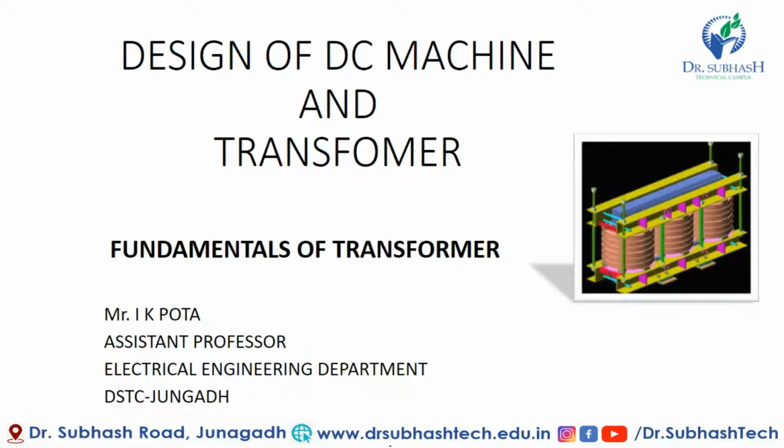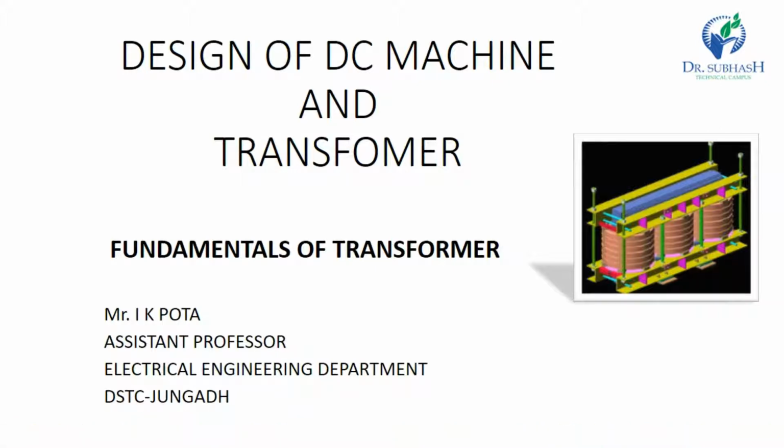Generally, a distribution transformer is used up to 500 kVA and a power transformer is used above 500 kVA. The main difference between distribution and power transformers is that a distribution transformer operates 24 hours a day, while a power transformer operates only during the load period. And the size of a distribution transformer is small compared to a power transformer.